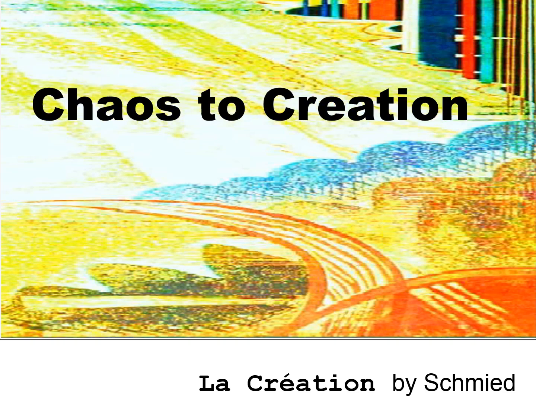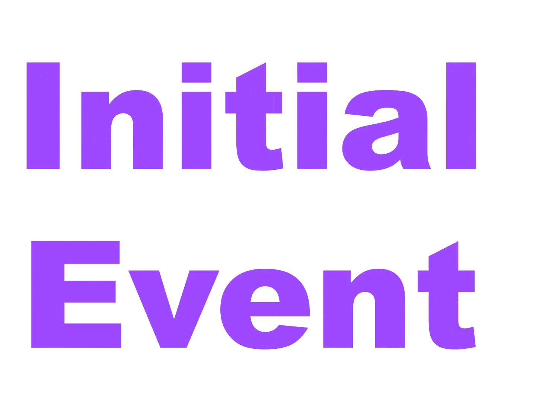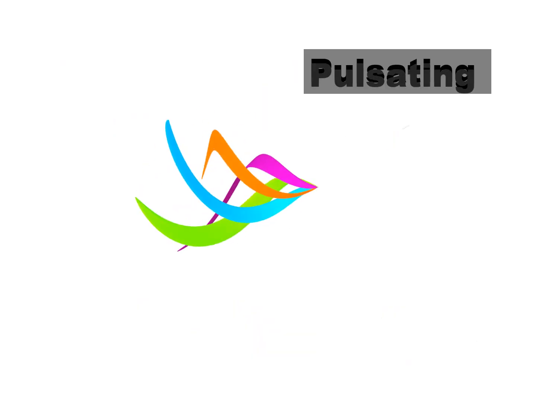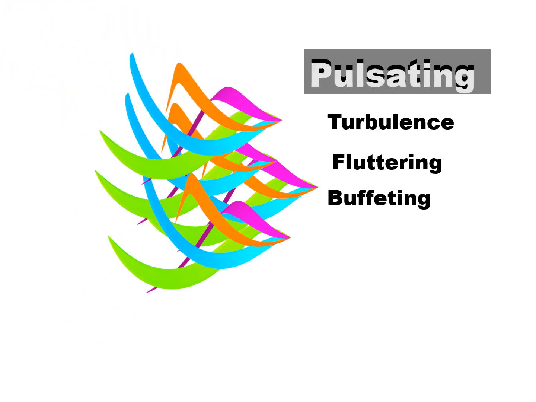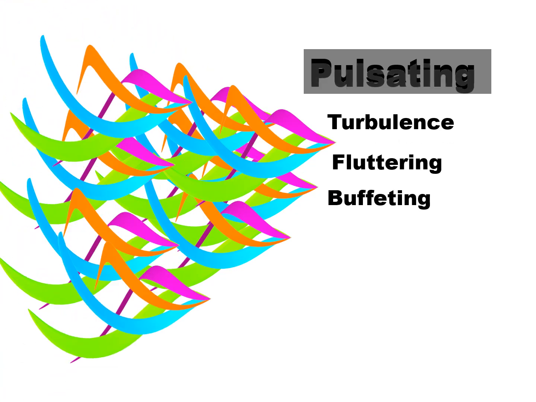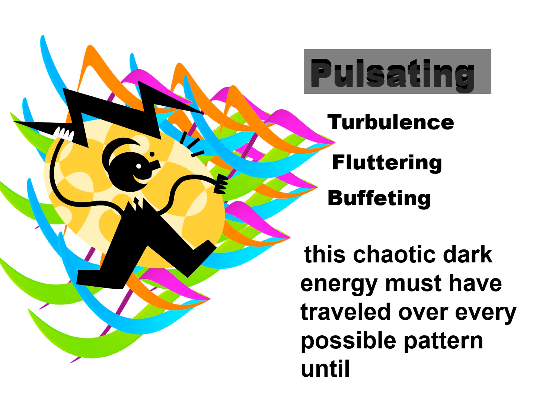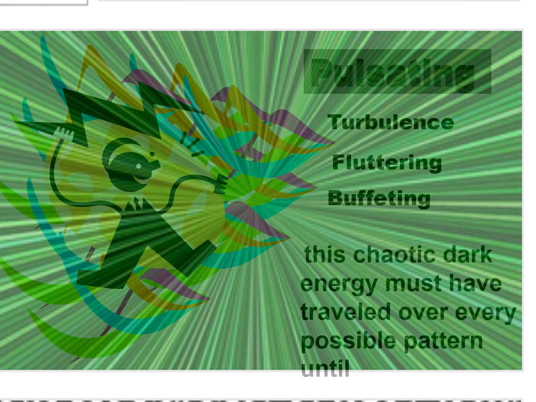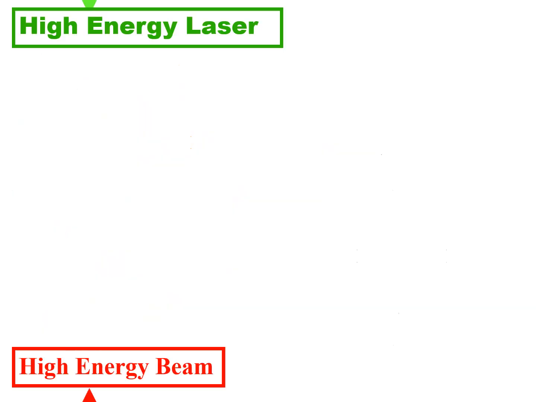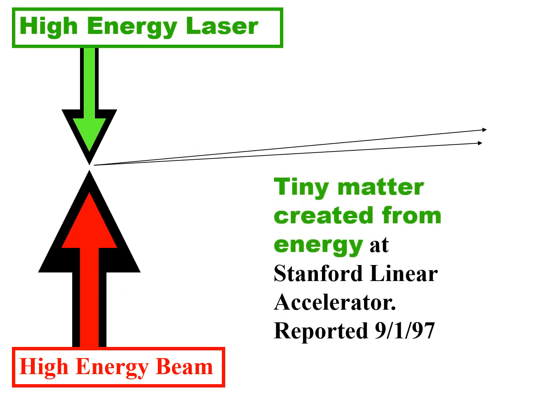So, how do we go from chaos to creation and that initial Big Bang event? We need to continue with our pulsating instability studies such as turbulence, flutter, and buffeting, as seen in earthworks, that suggest that over eons of time, this chaotic dark energy must have traveled over every possible pattern until a sufficient amount of this very powerful chaotic dark energy pulsatingly converged into a small enough space, probably forming trillions of laser-like beams before setting off the combining conversion of the chaotic dark energy's virtual particles into atoms, just as they did at Stanford Labs, where a tiny amount of atomic matter was created by smashing massive energy beams in '97.